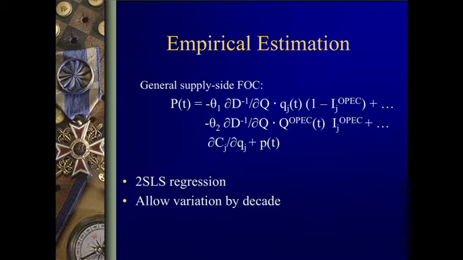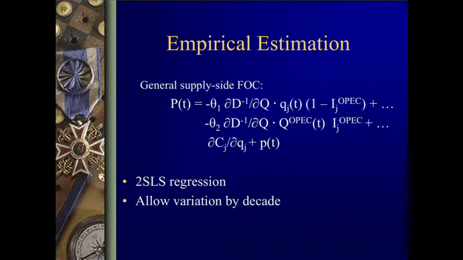So the empirical estimation is the following. Again, I've written the general supply side first order condition. I estimate this first order condition using a two-stage least squares regression. As I mentioned, in a supply equation, we have price and we have non-OPEC countries' individual quantities here and total quantity of OPEC countries here.